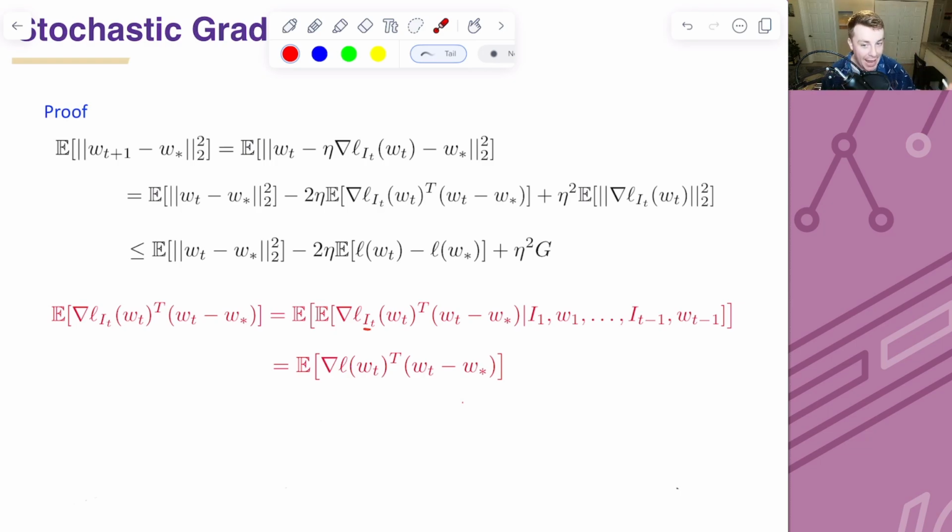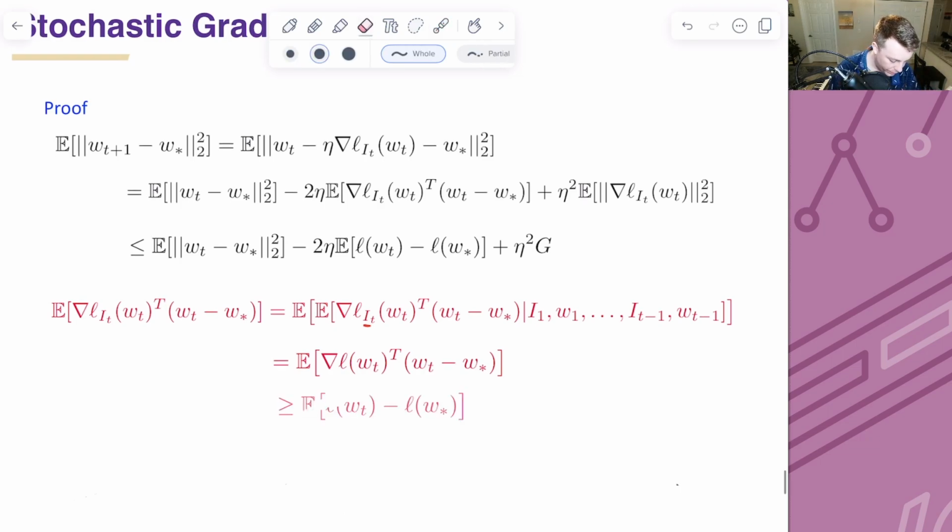Now that we conditioned on the past, I can move that w_t minus w star out, because that's no longer a random variable conditioned on the past. And using our proof from earlier that the expected value of our estimated gradient is the whole gradient, I now essentially get rid of that inner expectation. I just have the outer expectation of this.